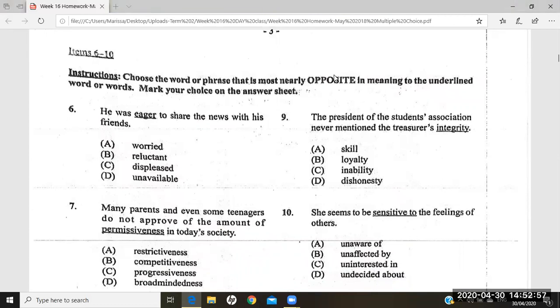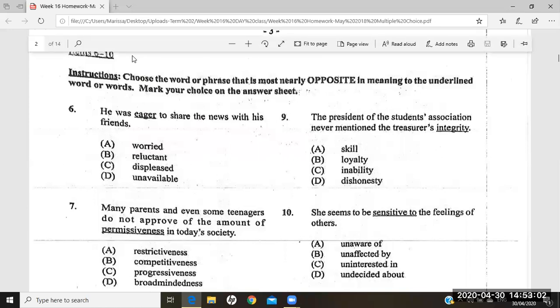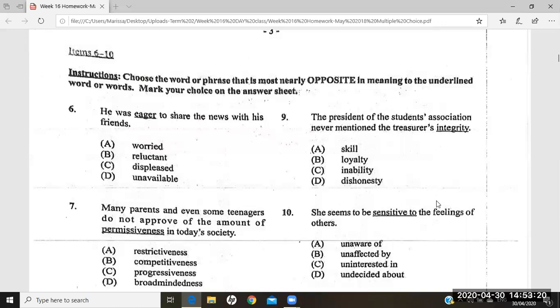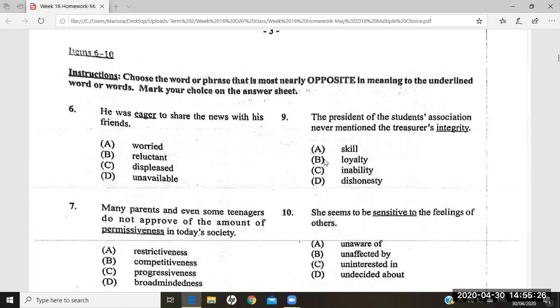Just give me 2 minutes, guys, and then I'll read the responses. So items 6 to 10. Number 6, he was eager to share the news with his friends. So for 6, I'm seeing Sanjay sent his answers. Be so reluctant. He said the opposite was be reluctant. Yes, it is be reluctant, good.